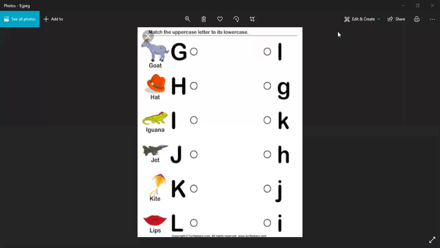Okay, what letter? First letter? G. What is the sound of G? G. G for goat. Small g here. Yes. Next, what letter is this? H. H for hat. What is the sound of H? H. Small h here. Yes. Next, what letter? I. What is the sound of I? E. Iguana. I for iguana. Small i here.